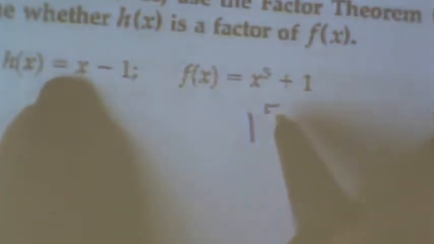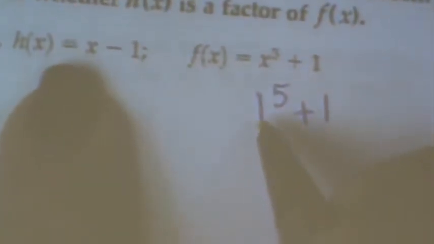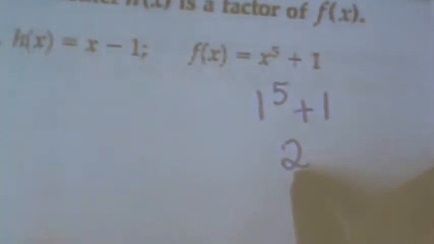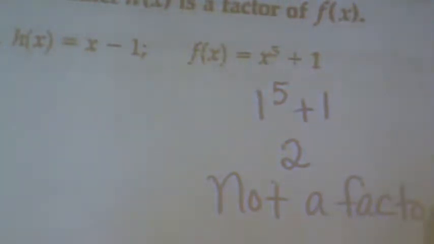Next, it says, use the factor theorem to determine whether h of x is a factor of f of x. So what you're going to do is plug in a 1 here. 1 to the 5th power plus 1, and you're going to get 1 plus 1 is 2. So therefore, since the remainder is 2, this is not a factor. You can say no or not a factor. The remainder would be 2.